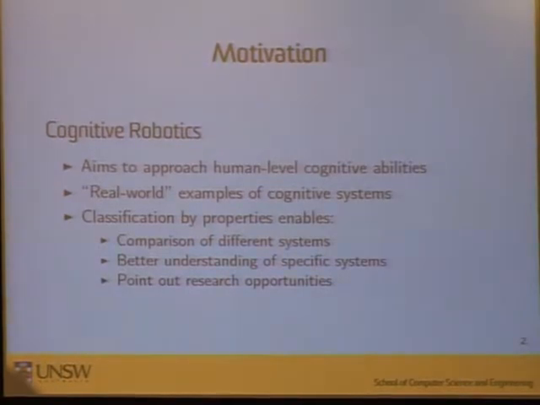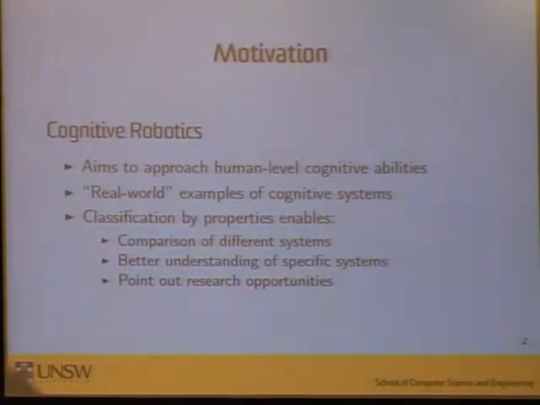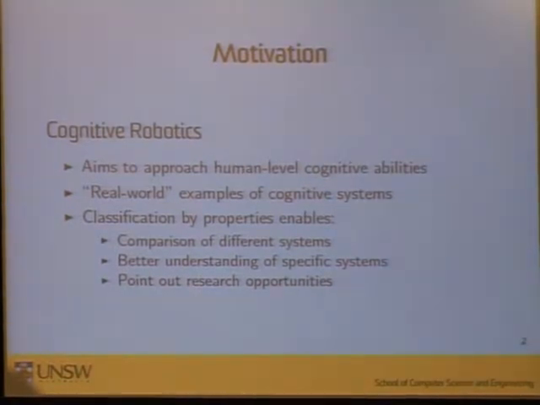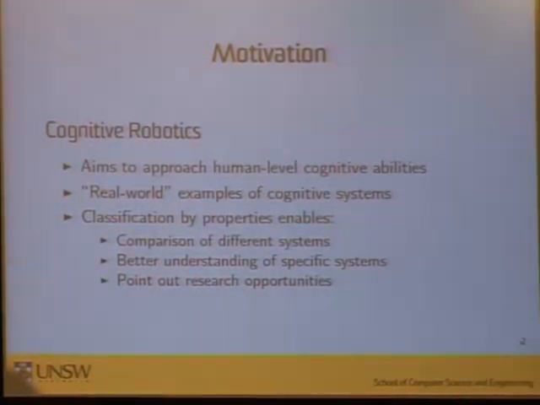There's now a number of these things around, and so it becomes an interesting question to be able to compare different cognitive systems and different cognitive robotic systems. And one way of doing that is by looking at the properties that the various systems have. This gives us a basis for comparing them. So, one system may have one particular property, and so it's in one class, and a different system may have a different property. But it also gives us a way of better understanding specific systems, and it also gives us the opportunity to point out where some further research can be done, if we find a space where there aren't any current cognitive systems or cognitive robotic systems with a certain set of properties. And that's what this talk's about.